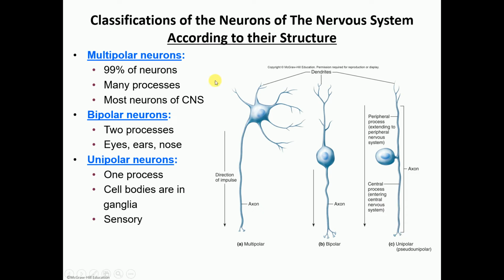So again, multipolar, the majority of our neurons, for motor neurons and interneurons. Bipolar are for special senses. Unipolar are for general senses.